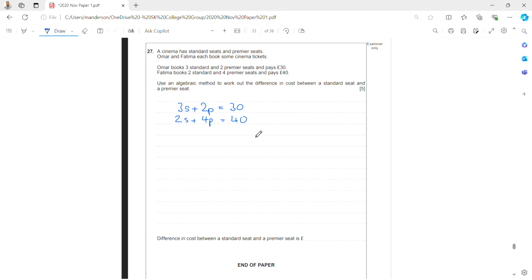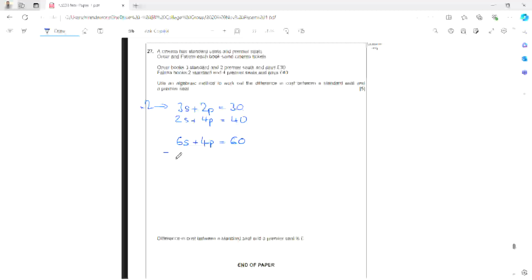So when we have simultaneous equations like we've just set up, we want to try and eliminate one of our variables, either our s's or our p's. And to do that, we want to manipulate our equations so we have the same number of s's or the same number of p's. In this case, I'm going to take this first line and multiply it by 2. So instead of buying 3 standard tickets, we're going to double that, and buy 6 standard tickets. Instead of buying 2 premier, we're going to double it, 4 premier, and the cost, instead of being £30, will be double, £60.